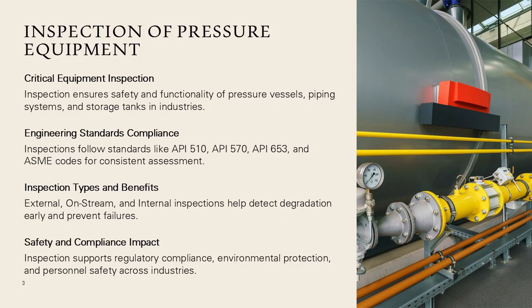Inspections are governed by internationally recognized engineering standards, such as API 510, API 570, API 653, and ASME codes, which define the minimum acceptable practices for assessing equipment condition. The introduction highlights the interconnection between external, on-stream, and internal inspections, and how these inspection categories collectively support the early identification of degradation mechanisms, prevention of catastrophic failures, reduction of unplanned downtime, and improvement of reliability.